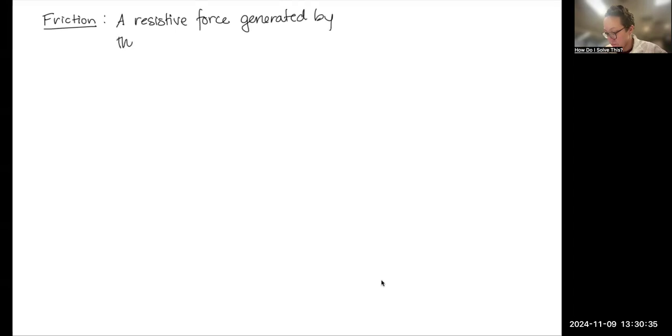Hey everyone, we are here today to talk about friction problems. So let's dig in. To start, it's important for us to know what friction is. And friction is a resistive force generated by the interactions between two surfaces.